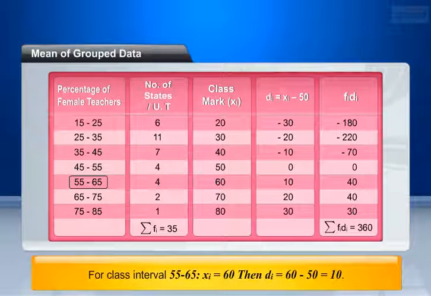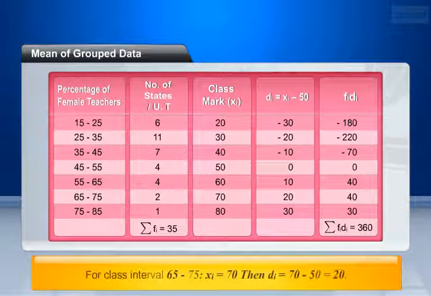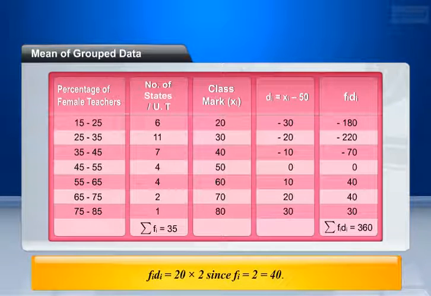For class interval 55 to 65, xi equals 60. Then di equals 60 minus 50, which is 10. Now fi di equals 10 into 4, since fi equals 4. This is equal to 40. For class interval 65 to 75, xi equals 70. Then di equals 70 minus 50, which is 20. Now fi di equals 20 into 2, since fi equals 2. This is equal to 40.